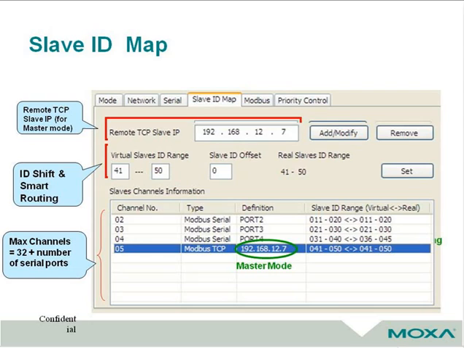Basically, the slave ID map is where you divide the slave IDs or IP addresses, depending on the mode you are using, for the slaves connected to the serial port or Ethernet port. I will explain the ID shift, smart routing, and remote TCP slave ID in the next few slides.